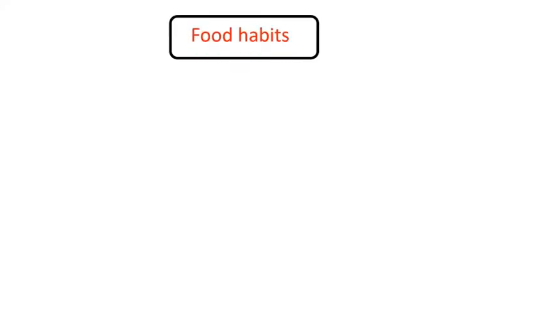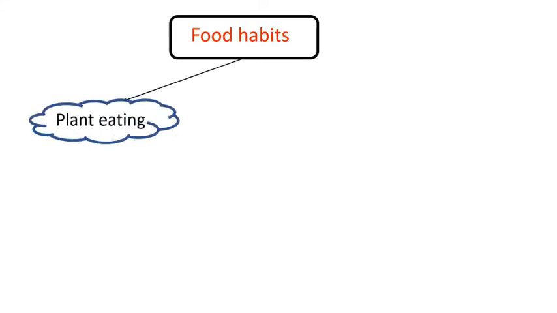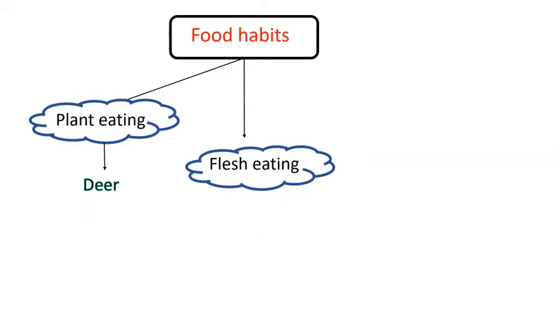And we also know that different animals eat different kinds of food, right? Some animals eat only plants, like deer, goat, cow, elephant, giraffe, etc. Such animals are called herbivorous animals. And some animals eat only the flesh of other animals, like tiger, lion, leopard, eagle, etc.